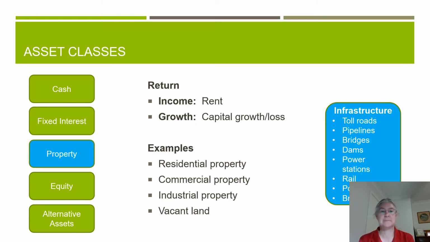Okay, so property. You'd be familiar with property. So examples of property: residential property, commercial property, so buying a premises that is rented out by a business, or industrial property, or you could buy vacant land. Now, if it is a property that you can rent out, then you would get income from a rent, and hopefully you'll also get capital growth, though it is of course possible that the property prices will go down and you'll have a loss.